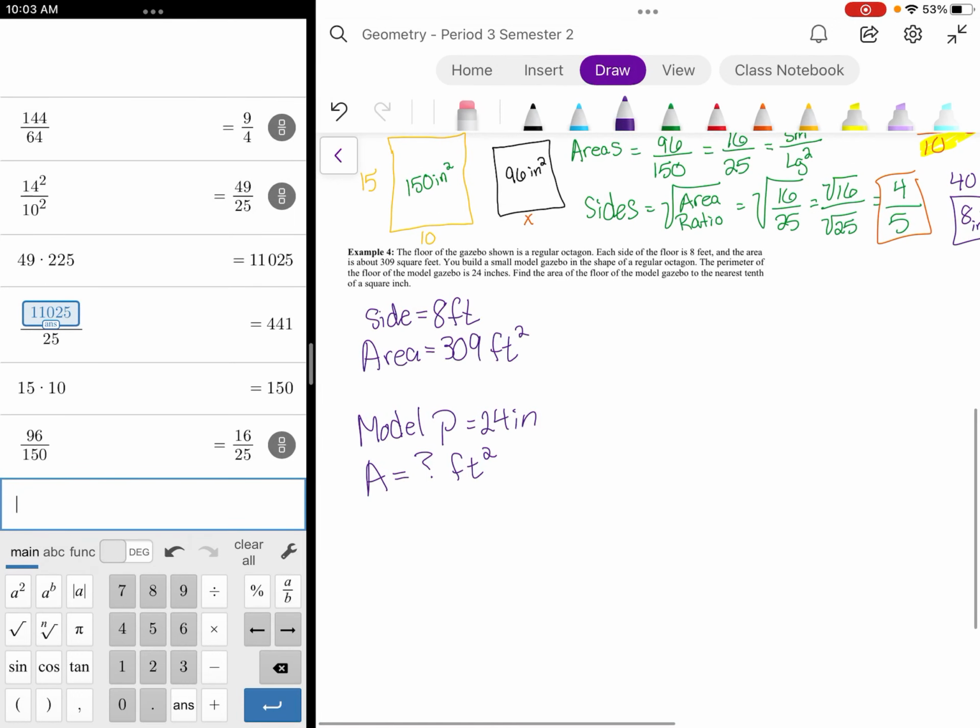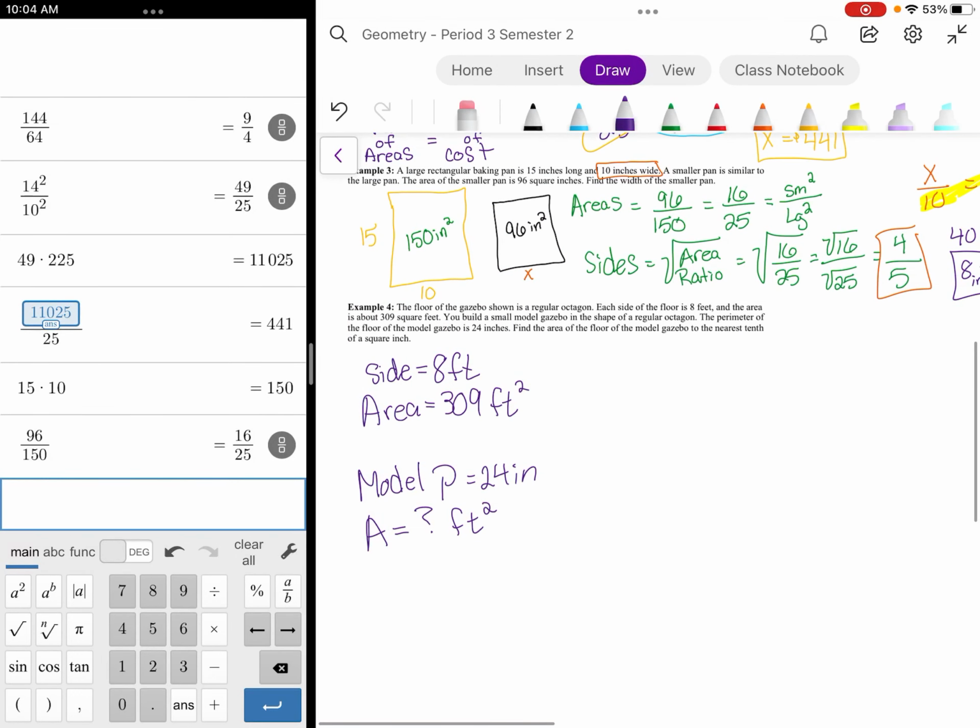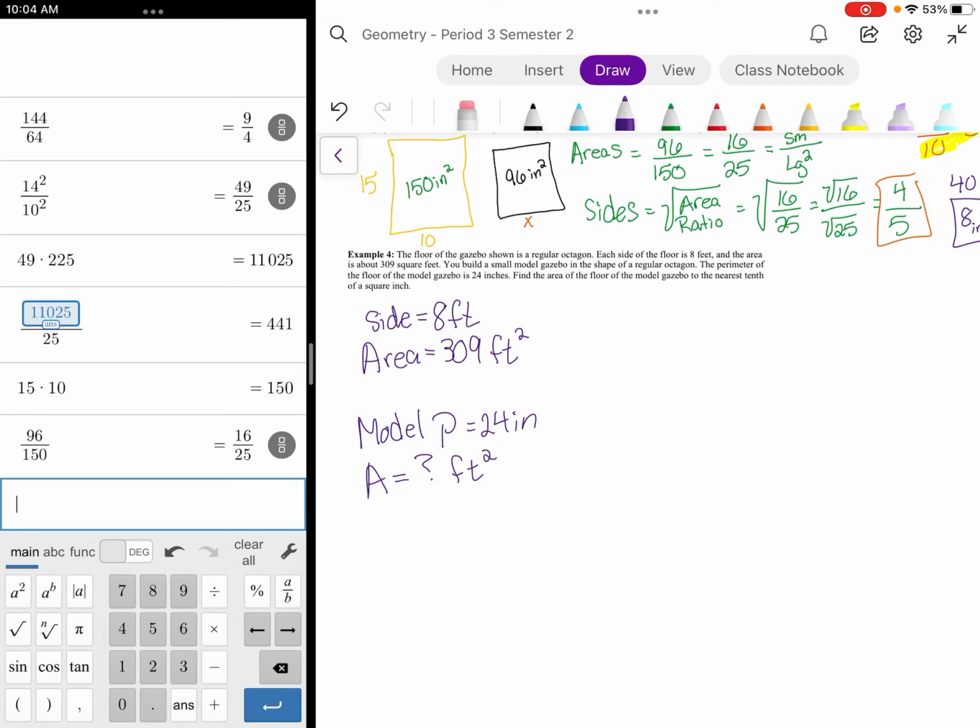Okay. You know what? This one might actually be kind of difficult to do without a picture. So we're just going to go ahead and skip this one.